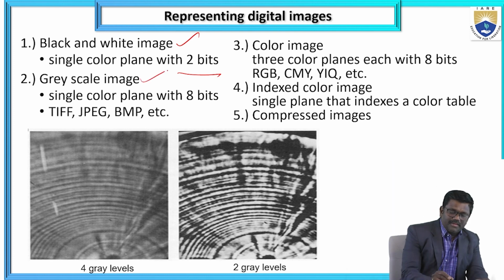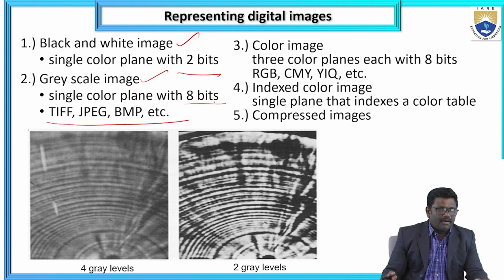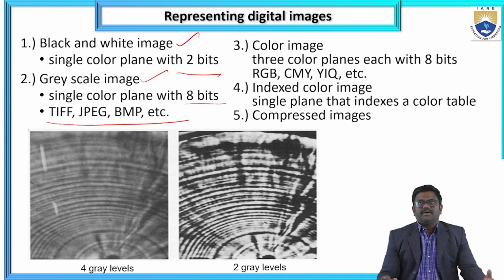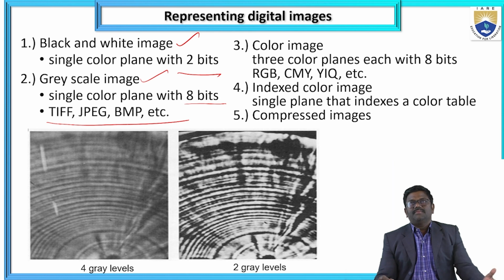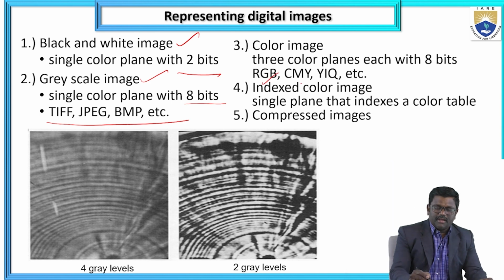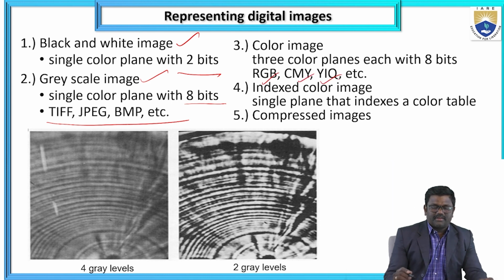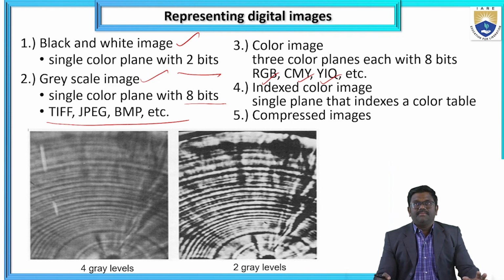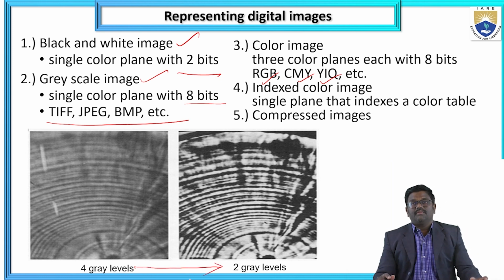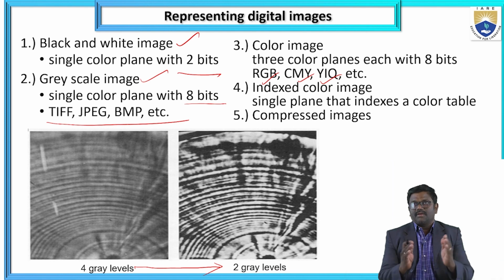You can keep your grayscale image in different image formats: JPEG, TIFF, BMP, etc. For color images, we represent digital images not only as gray levels but also in color formats like RGB, CMY, YIQ, etc. There is also the indexed color image, a single plane that indexes a color table, and compressed images, where we went from 4 gray levels to two gray levels. That is compressed.